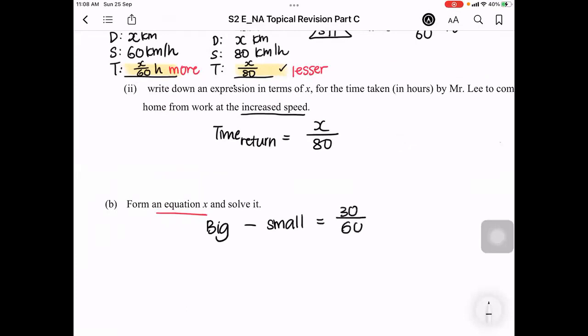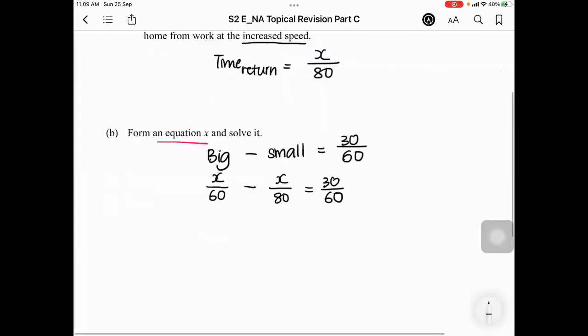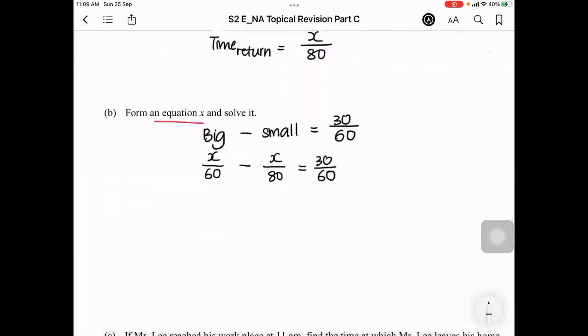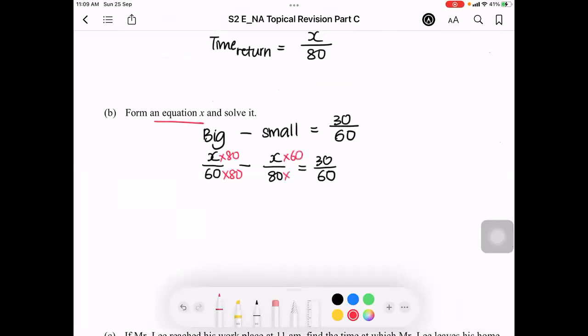I change the 30 minutes to 30 over 60 of an hour. So which one is the bigger, the longer timing? The x over 60. Which one is the shorter timing? The x over 80. So x over 60 minus x over 80 equals 30 over 60. Okay, so they want us to form an equation and solve it. This one is very simple, straightforward. Number one, I get rid of all the denominators. Here I multiply by 80. Here I multiply by 60.